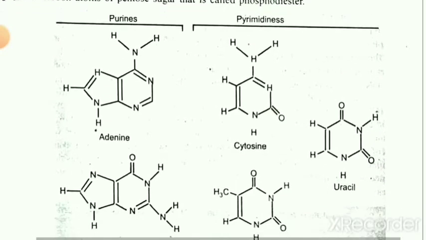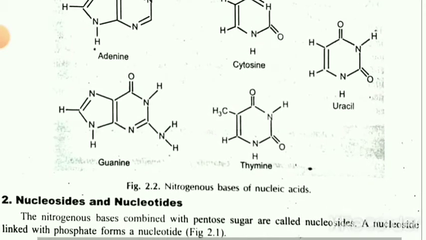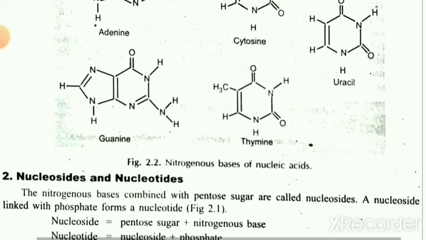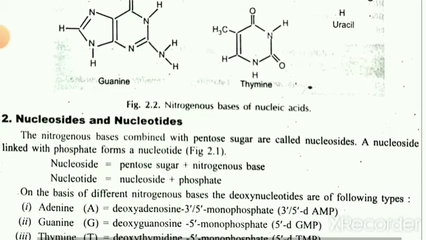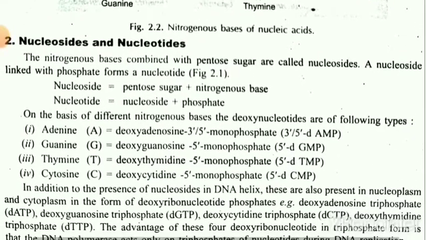2. Nucleosides and nucleotides. The nitrogenous bases combined with pentose sugar are called nucleosides. A nucleoside linked with phosphate forms a nucleotide, Fig. 2.1.